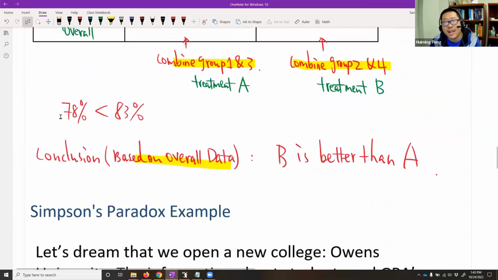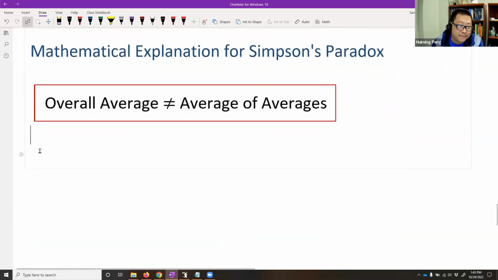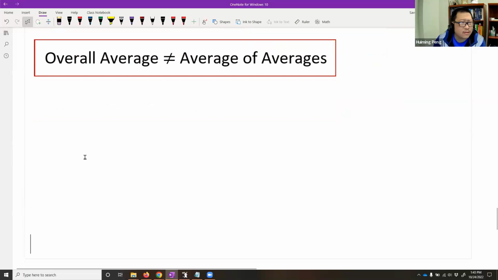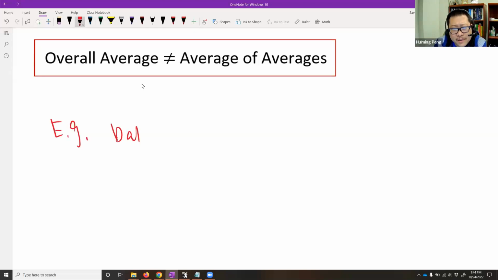Let me put the last one. I hope you are here. Okay, the last. It is possible because the overall average is not calculated as the average of averages. Like look at the last one. Can we look at the data?